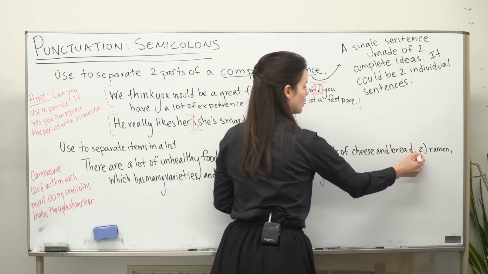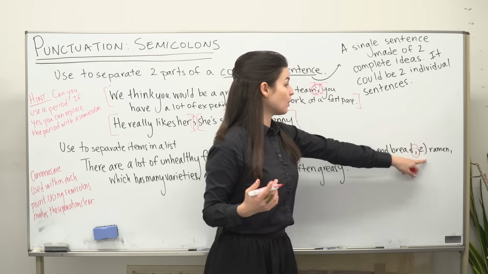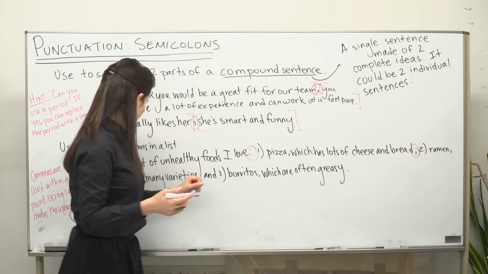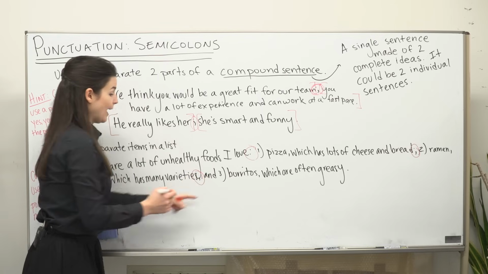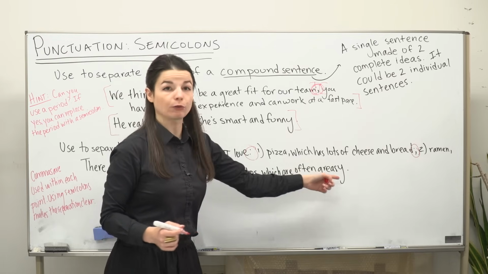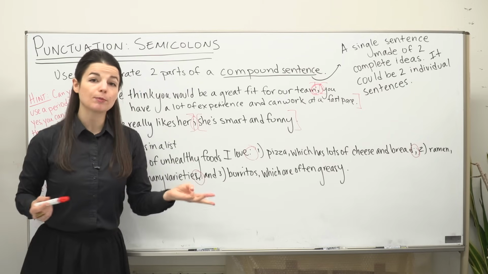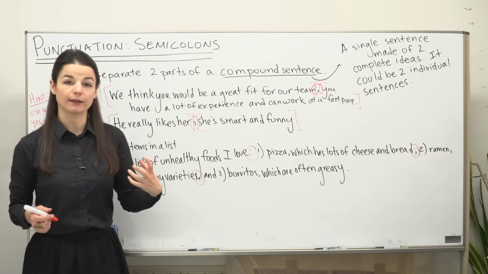Then I have a semicolon here. This marks the end of one point. Number two, ramen, comma, which has many varieties, and semicolon. And three, burritos, comma, which are often greasy. So here I have 3 points in a list about foods, in this case, unhealthy foods I love.